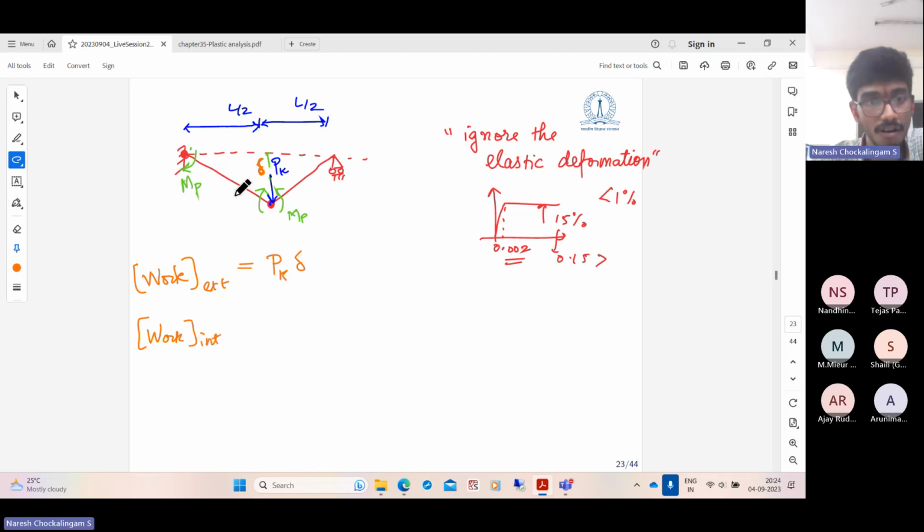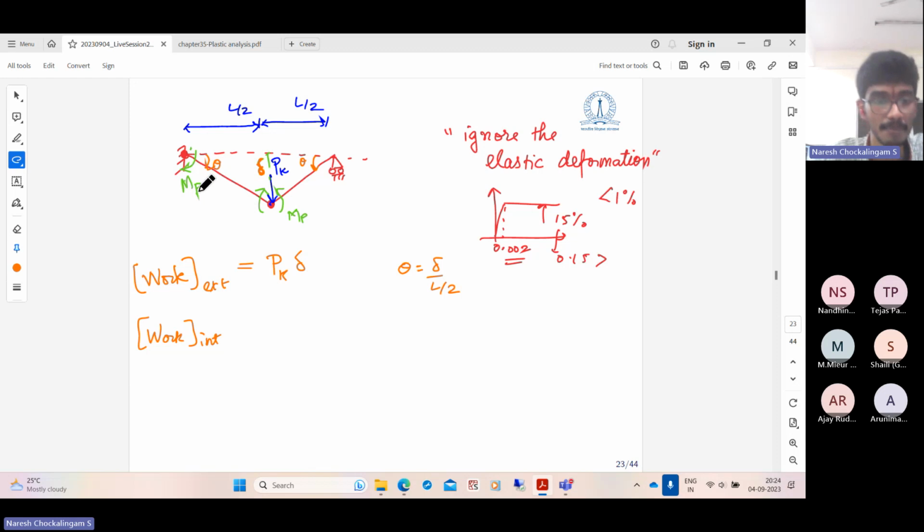Ignore, so leave all the work done by the internal moments, because here the rotation is very small compared to the rotation of a plastic hinge. So say this rotates by theta. How much is theta? Theta is equal to delta by L by 2. Here also, this delta is the same. This is L by 2. So this is also rotating by theta. But here there is no moment, so that will not do any work.